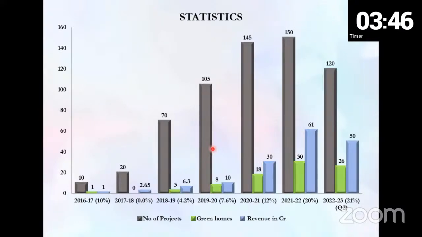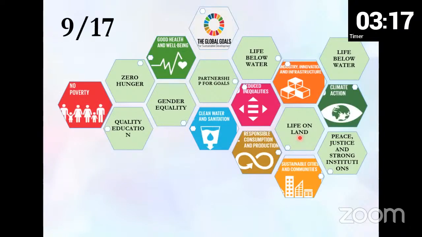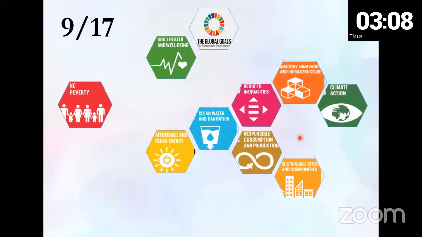This is our statistics. The graph is very linear. From 2016 to 2023, these are the number of houses we have constructed. In that, the last one is the revenue, and in between are all the green homes. As you see from 2016 to 2022, the percentage of green homes is gradually increasing, and even the revenue also. Out of 17, we are addressing more than 9 SDGs. Those are no poverty, good health, clean water, and so on. These are the 9 sustainable goals we are addressing.